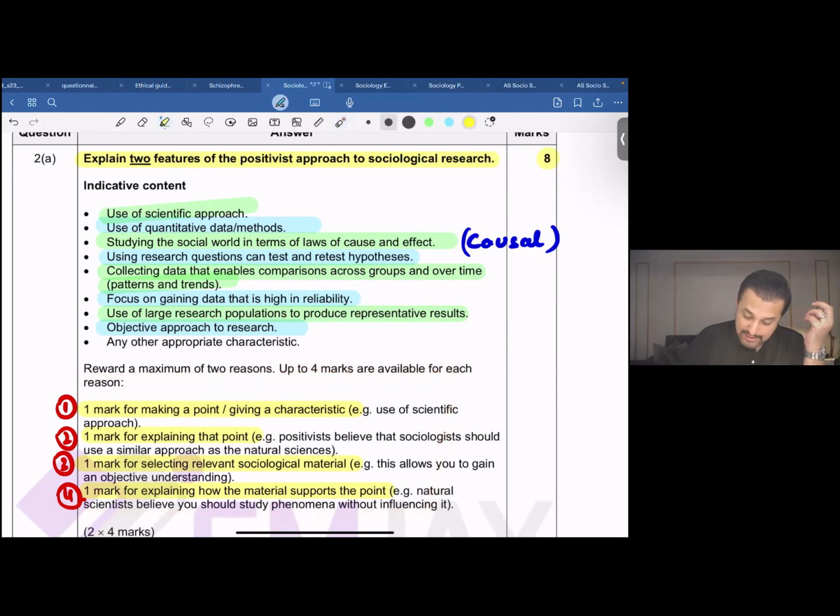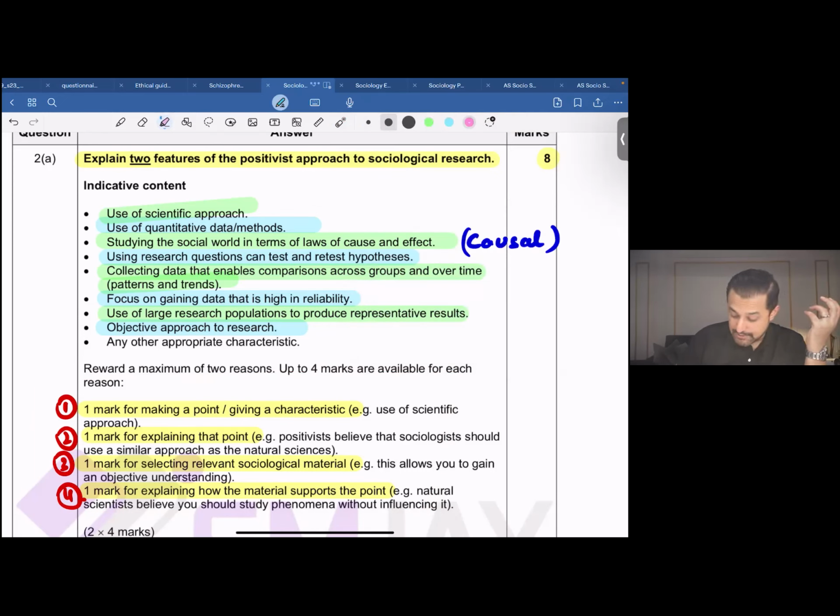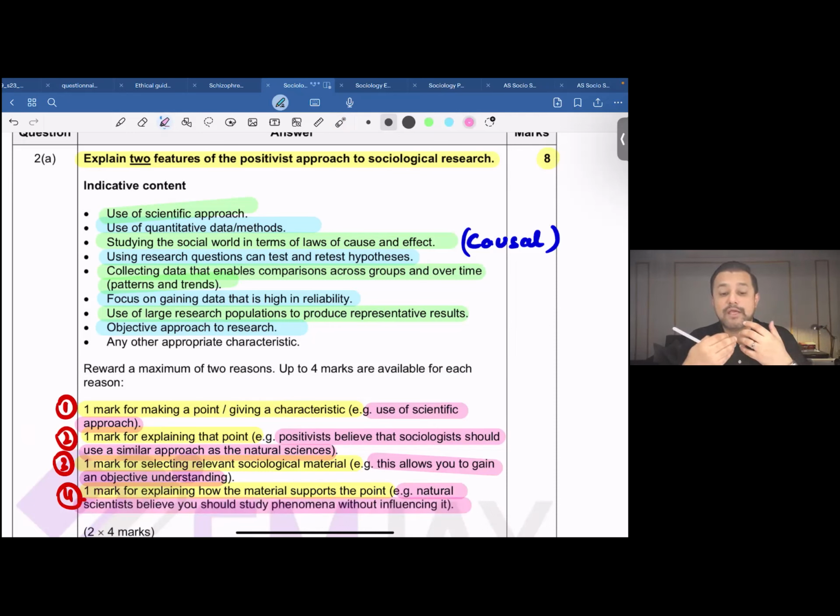So taking this ahead, if I may use this example, for example, positivists advocate the usage of a scientific approach. They believe that sociologists should use a similar approach as the natural sciences, like I said. This allows them to gain an objective understanding. Now, this word objective over here is the sociological material. And natural scientists believe you should study phenomena without influencing them. Now, you're further explaining objectivity. The usage of natural science methods in sociological research has been a very popular topic.